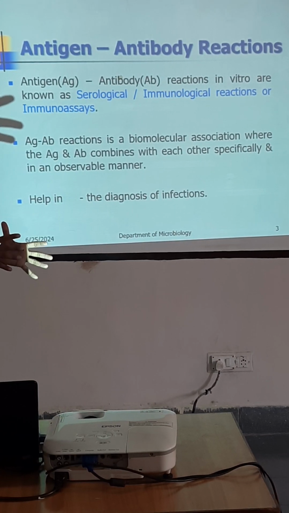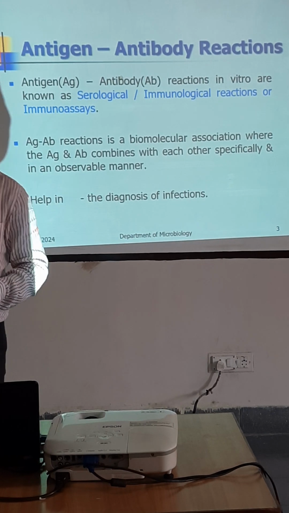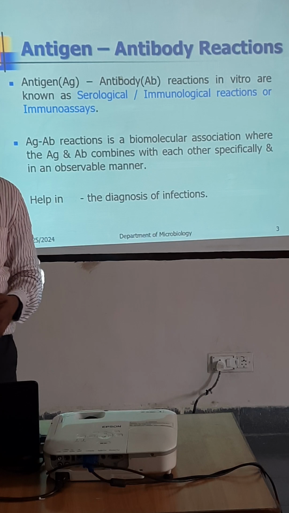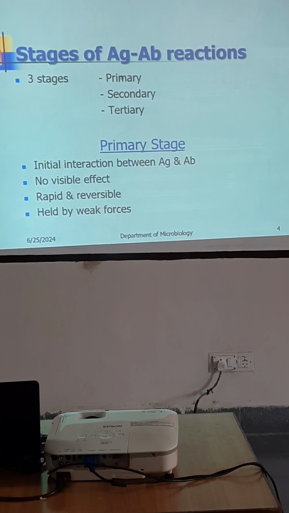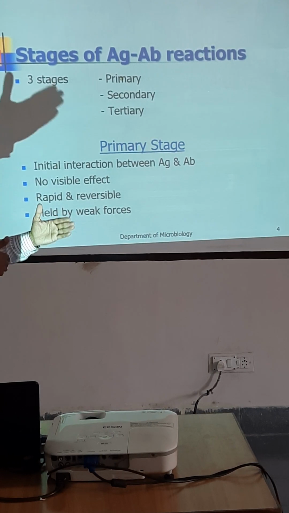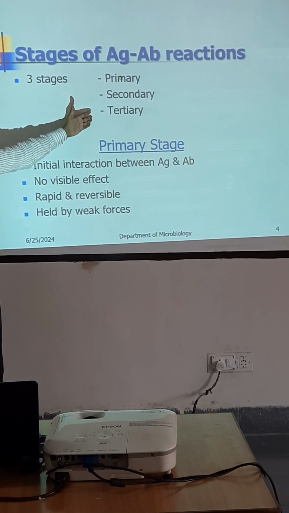Now these tests are done for the purpose of diagnosis of various infectious or communicable diseases. So what are the stages in brief? The stages of antigen antibody reaction are three: primary, secondary and tertiary.